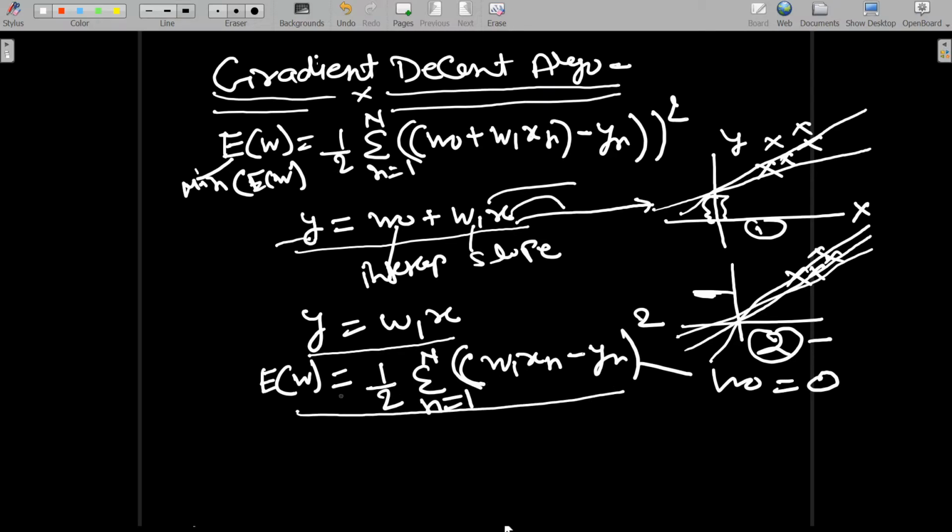Let's proceed from this particular error function, because it has one variable, which is w1. We can just say w here because we have only one independent variable. When we have two, we say w0 and w1. Here we have only the slope, so I can say w. So let's minimize this E(w), though our intention is not to minimize here. I'm just going to prove how gradient descent works for this particular error function. So let's proceed from now.